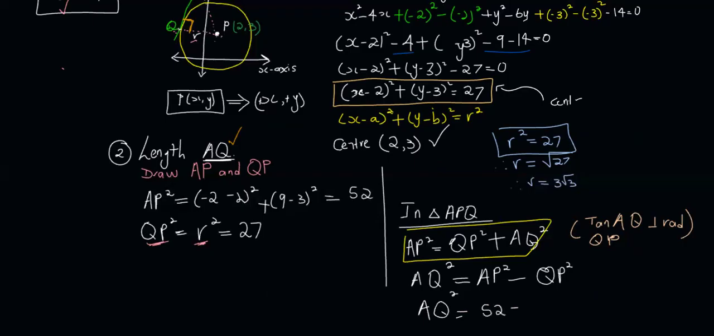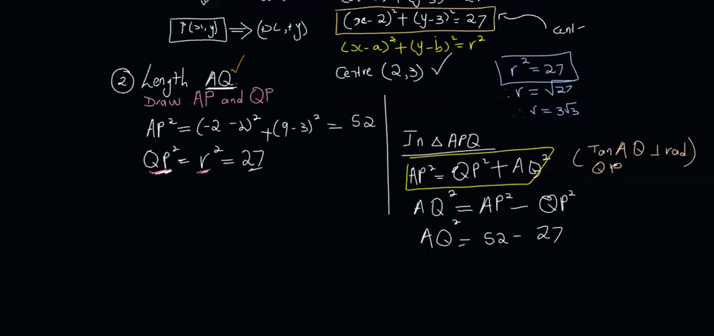Then from here, what you're going to do is say, therefore, AQ squared is equal to 52 minus 27. I think we're going to get 25. So let's check this 25. I want to show you something. That 25 is AQ squared.